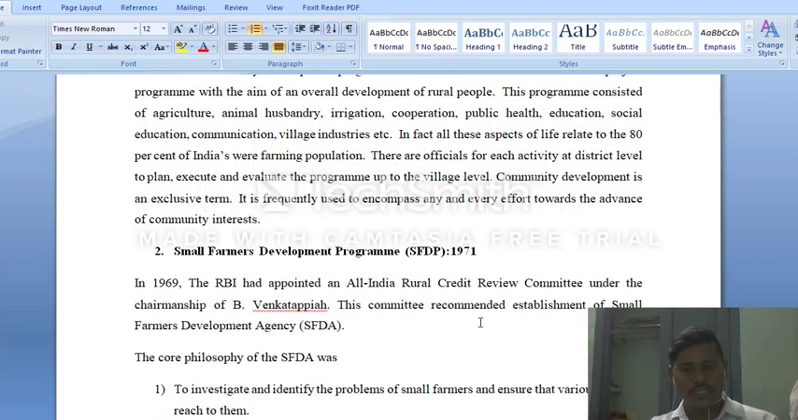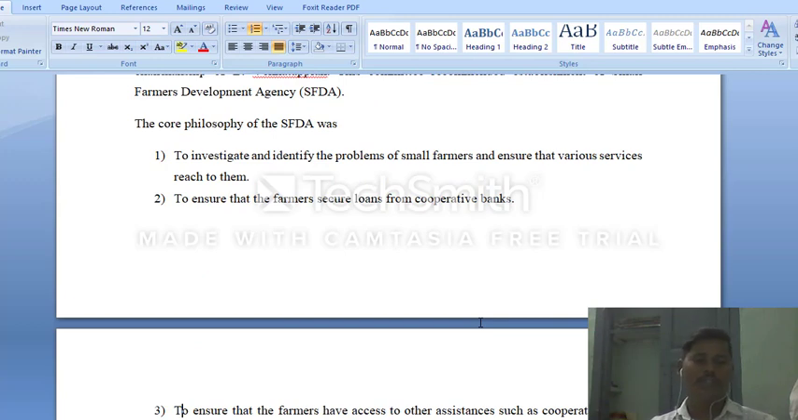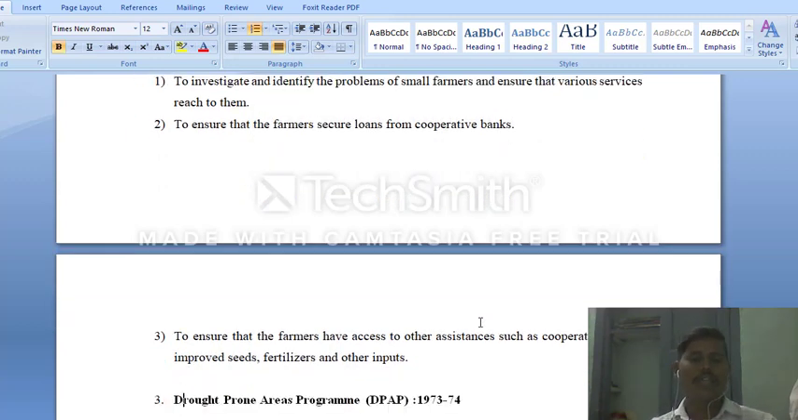The next program, which was launched by the Government of India in the year 1971, is called the Small Farmers Development Program. This program was initially launched in 1969, but it came into force in 1971. The RBI had appointed an All India Rural Credit Review Committee under the chairmanship of Venkatappaya. This committee recommended establishment of the Small Farmers Development Agency. The core philosophy of the agency was, first, to investigate and identify the problems of small farmers and ensure that various services reach them. The second, to ensure that the farmers secure loans from cooperative banks.